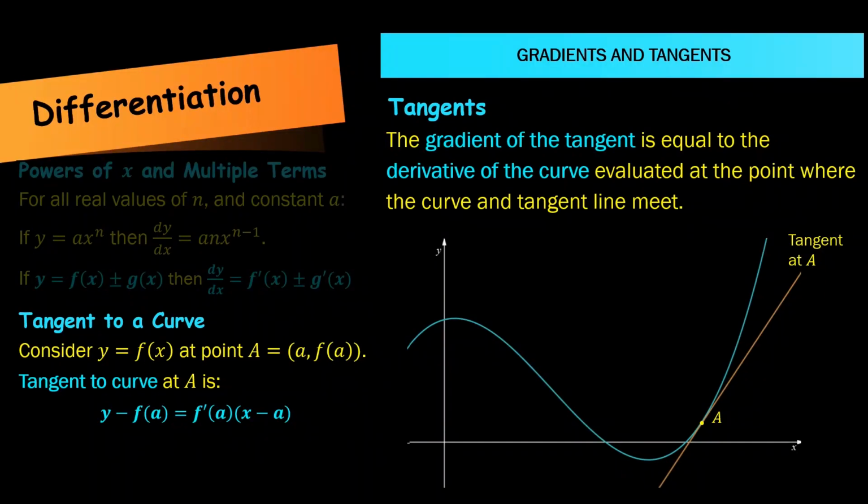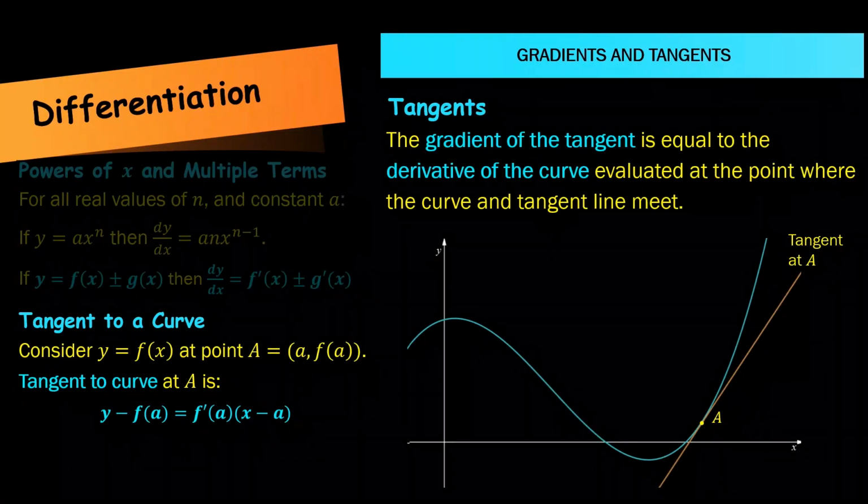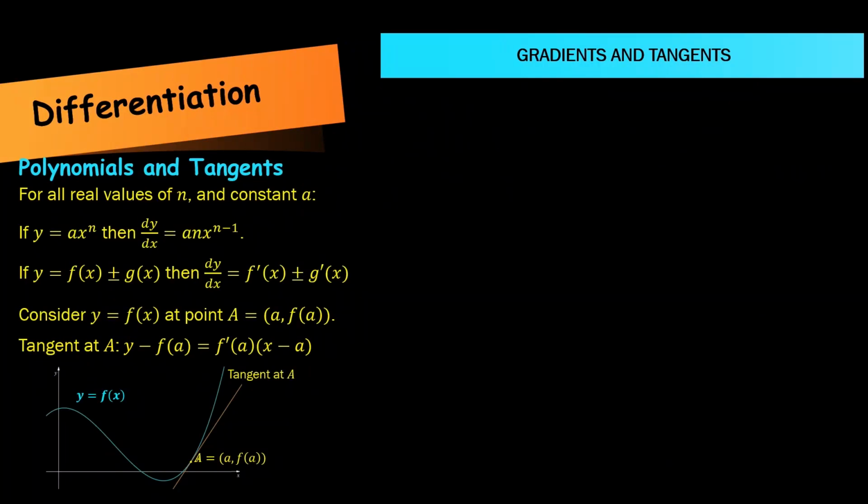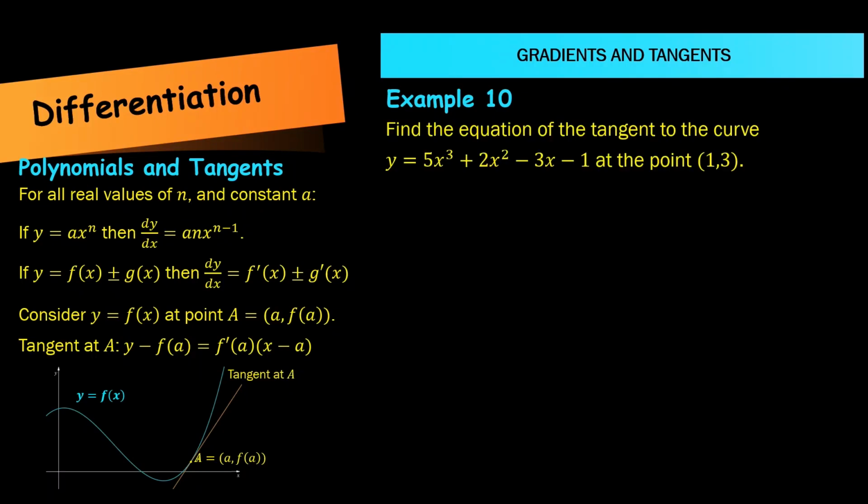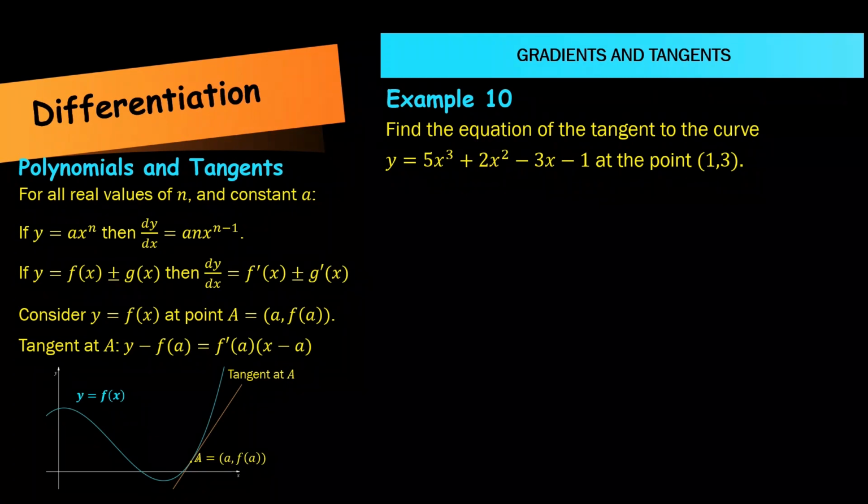Here's a summary of the key points. We're going to look at an example in order to understand some of these points in greater depth. Find the equation of the tangent to the curve y equals 5x cubed plus 2x squared minus 3x minus 1 at the point 1, 3. Let's solve this.